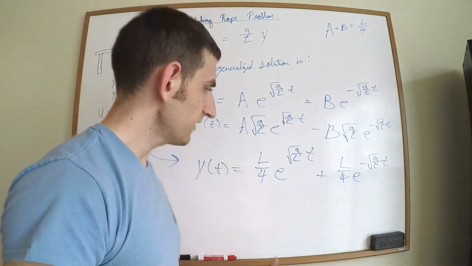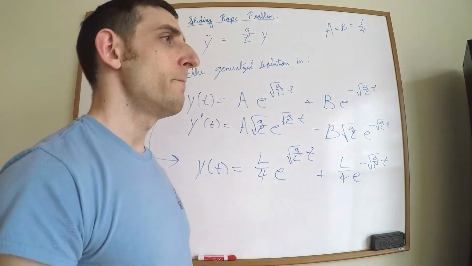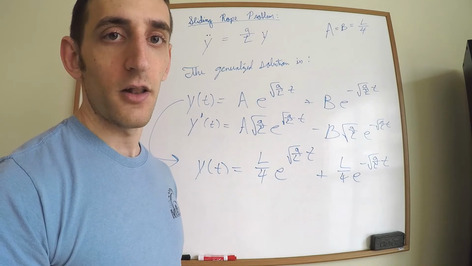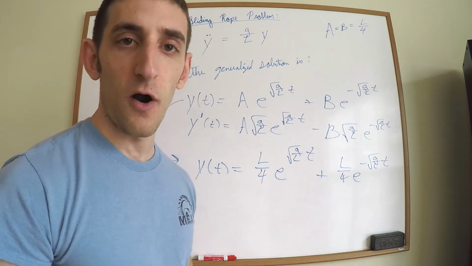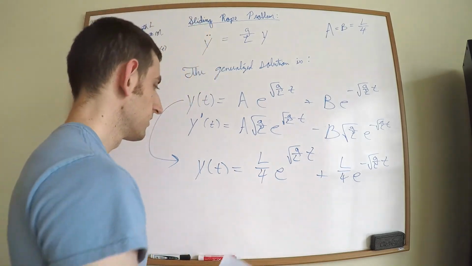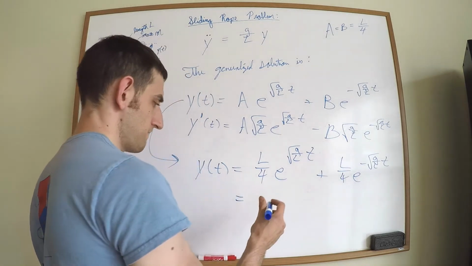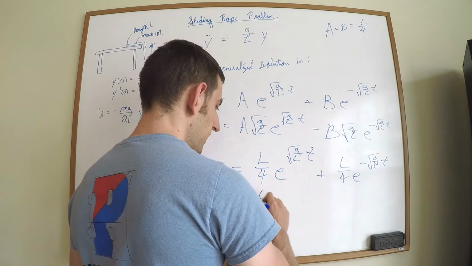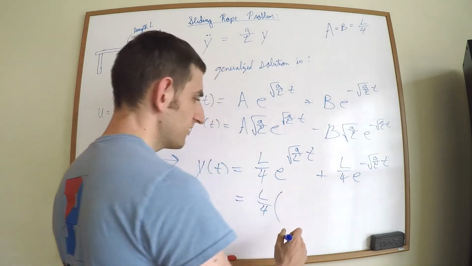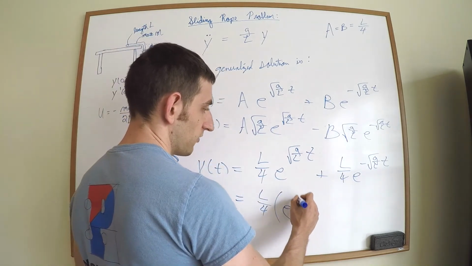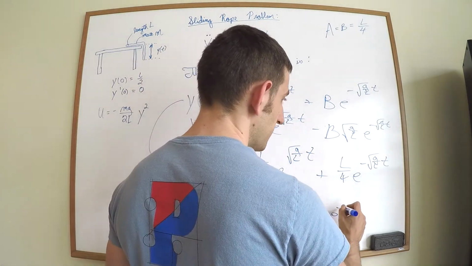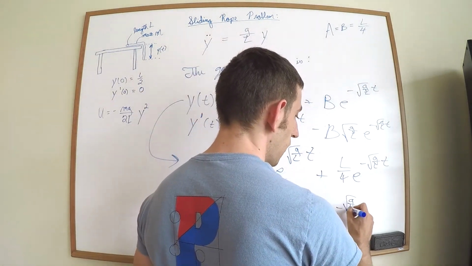But we look at this and say, you know, our building is not super cool. We can make it look even better, and it can make our lives easier, right? Make the house more efficient. So check it out, guys. I'm going to take this L over 4 and pop it out. We're going to have e to the root g over L t plus e to the negative root g over L t.